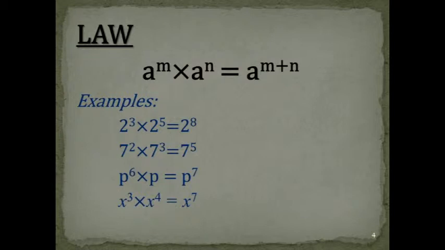Our examples are 2 cubed times 2 to the power of 5 is equal to 2 to the power of 3 plus 5. 7 squared times 7 cubed is equal to 7 to the power of 2 plus 3, which is 5. P to the power of 6 times P to the power of 1, remembering that when there's no index, it really means the index is 1, is equal to p to the power of 6 plus 1, which is 7. And x to the power of 3, or x cubed, times x to the power of 4 is equal to x to the power of 3 plus 4.